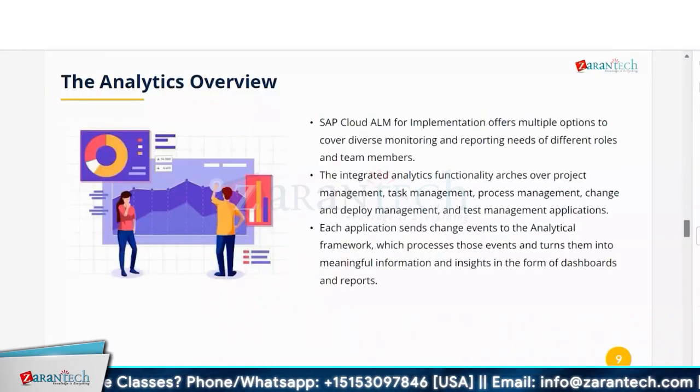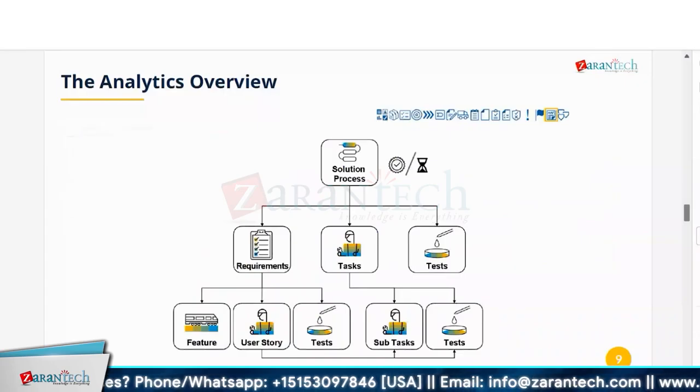This chart is telling you that, from the solution process level, for a solution process you can see how many requirements there are. You can drill down to the requirement level, and the requirement would have a feature, user story, or test case. So you can drill down for a solution process as the highest node.